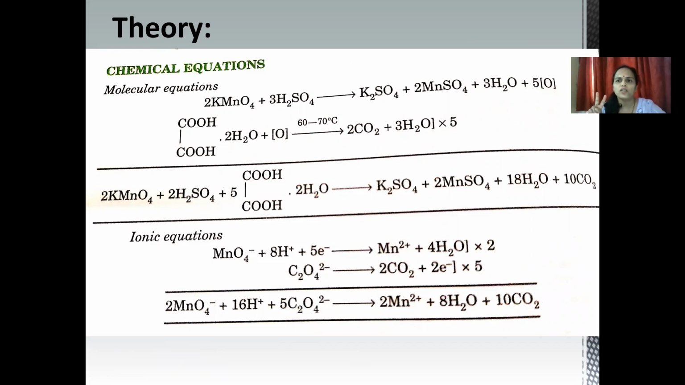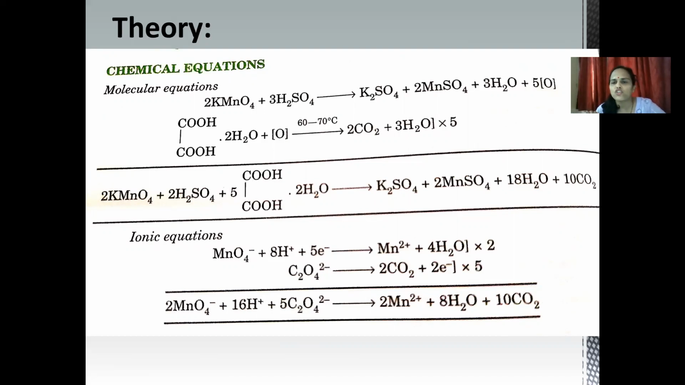Theory will include two chemical equations. One is the molecular equation and the second one is the ionic equation. So the overall molecular equation: 2 moles of KMnO4 reacts with 5 moles of oxalic acid in presence of dilute H2SO4, resulting in the formation of potassium sulfate plus manganese sulfate plus water plus carbon dioxide.